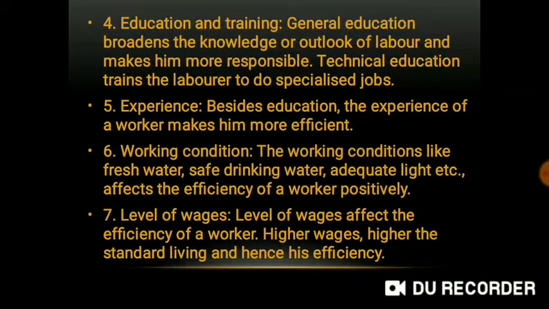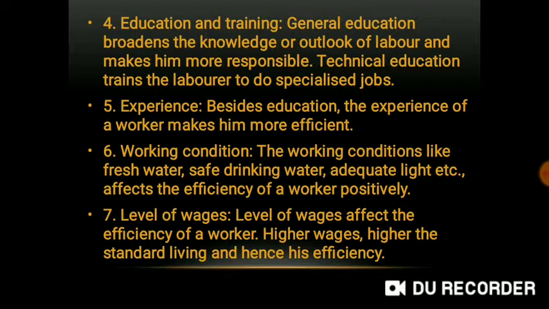Now, let us move to the fourth point, that is education and training. There are two types of education: general education and technical education. General education usually broadens the knowledge or outlook of labor and makes him more responsive and more efficient. On the other hand, technical education makes the worker specialized and efficient in the work. This is how education and training also influence the productivity of a worker.